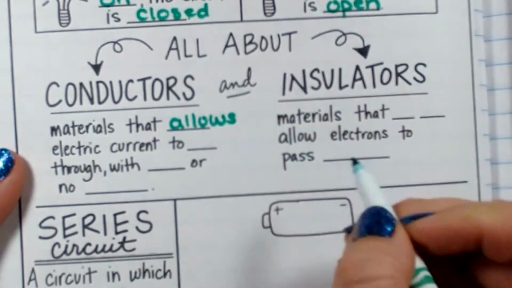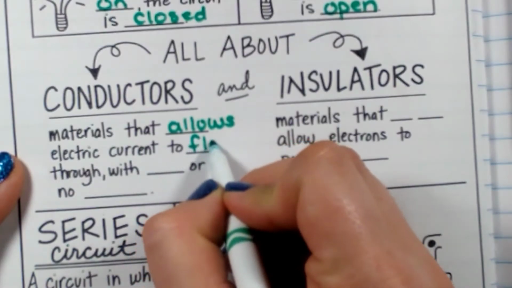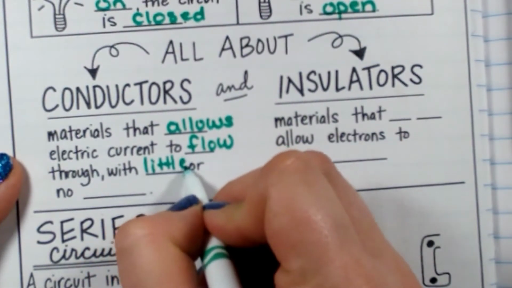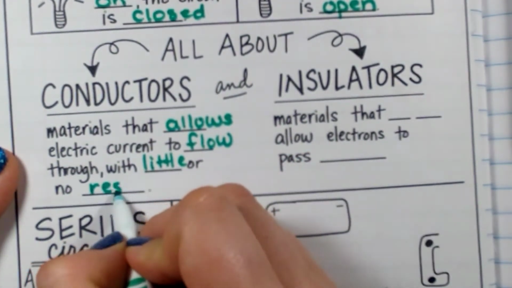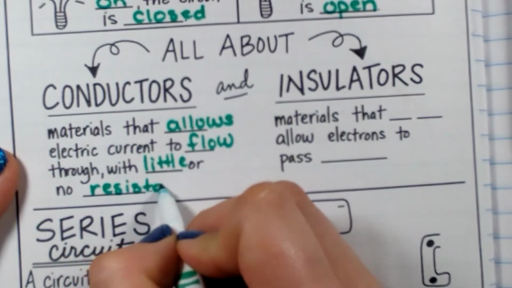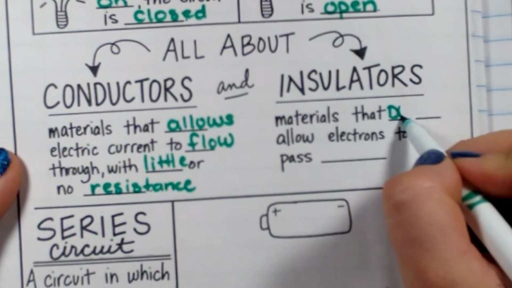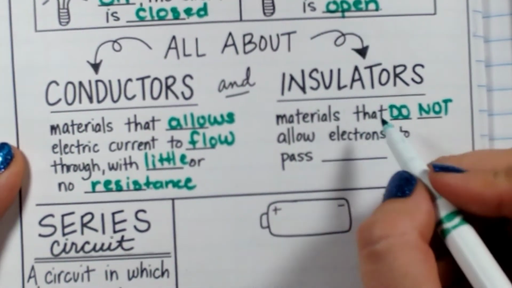A conductor is a material that allows electric current to flow through with little or no resistance. An insulator is a material that does not allow electrons to pass through.